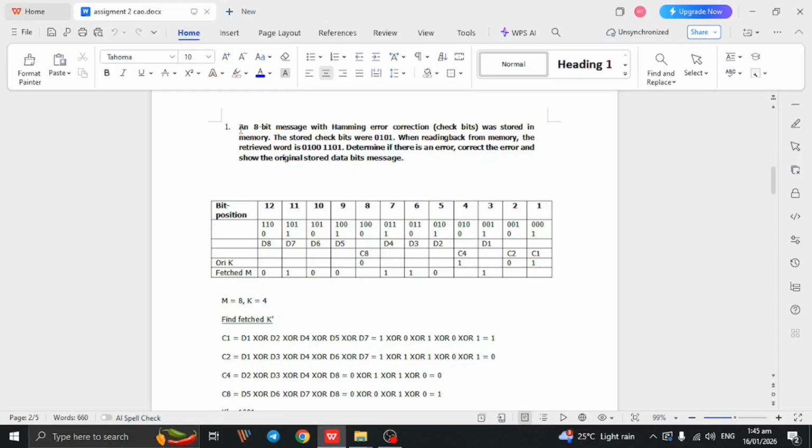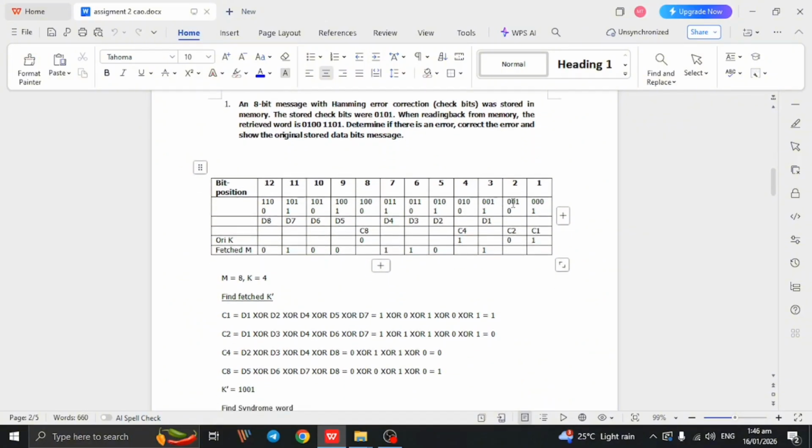For question 1, we are given an 8-bit message with error correction. The stored check bits are 0101, 4 bits, and the retrieved word is 01001101. In total there are 12 bits, including the check bits. So we put it in a table.